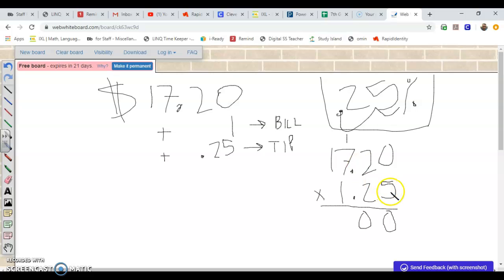7 times 5 is 35. Add my 1 is 36. Carry my 3. 1 times 5 is 5. Add my 3 makes 8. Now I'm going to move over a step for the next row. 2 times 0 is 0. 2 times 2 is 4. 2 times 7 is 14. And carry my 1. 2 times 1 is 2. Add 1 is 3.